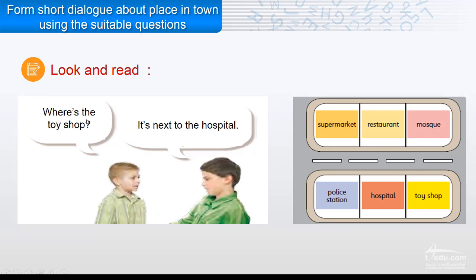Okay. Where's the toy shop? It's next to the hospital. Yes, correct. The toy shop is next to the hospital. Where is the restaurant? It's between the mosque and the supermarket. The restaurant is between the mosque and the supermarket.